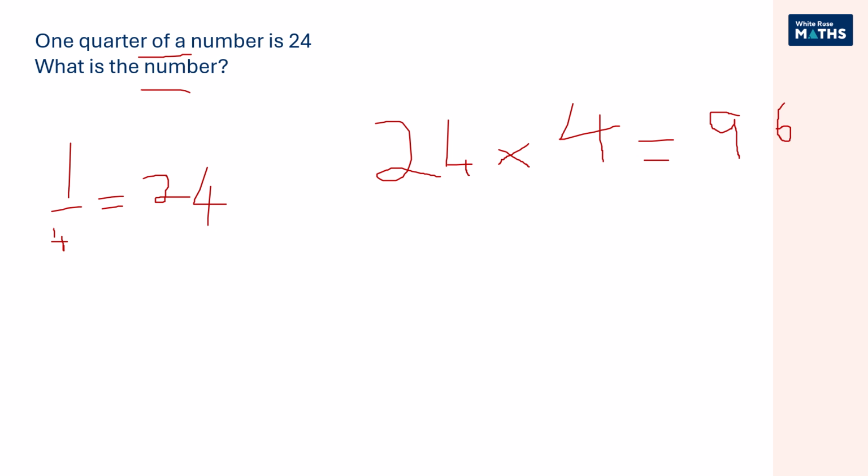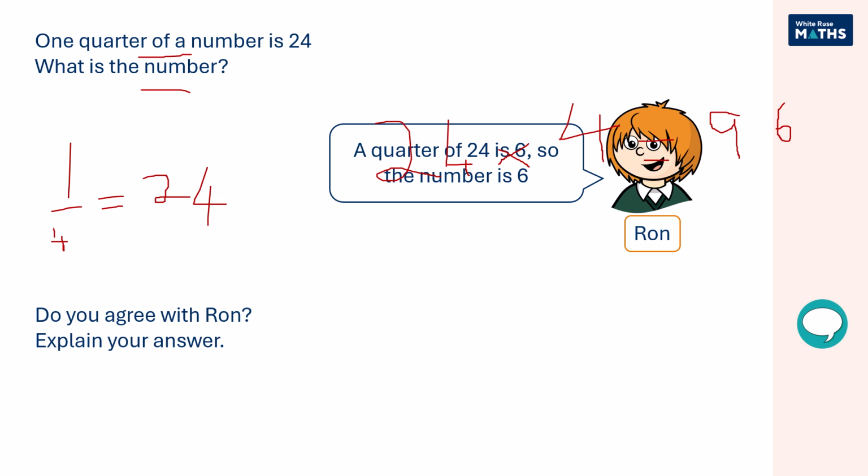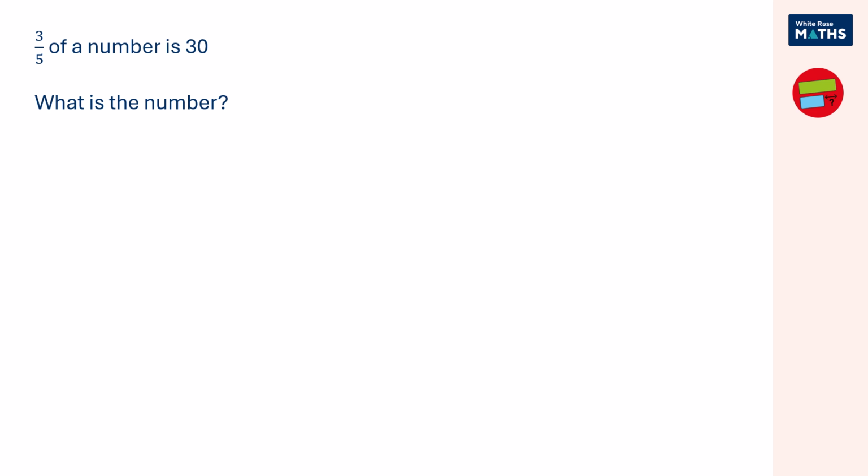If you got that, guys, you're very well done. Fantastic work and well focused. Good work, guys. A quarter of 24 is 6, so 6 is the number. That's not right. Nope, so Ron is actually incorrect. Okay, the reasons why.